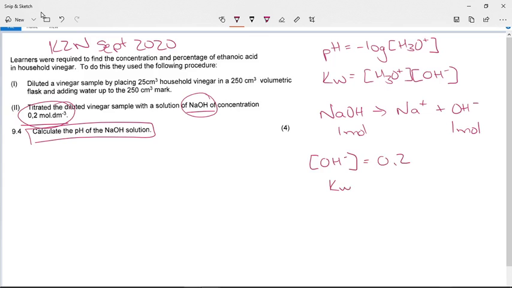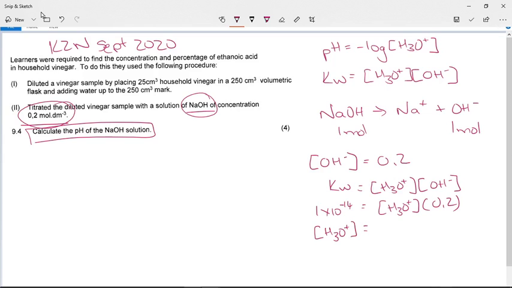So we come now to the Kw formula, which is the hydronium ion concentration multiplied by the hydroxide ion concentration. We don't know this H3O+. This is what we're trying to find in order to calculate pH. This is 0.2, and this is 1 times 10 to the negative 14. So if you put this in your calculator, you will end up with a concentration of hydronium ions being something like, where is this?